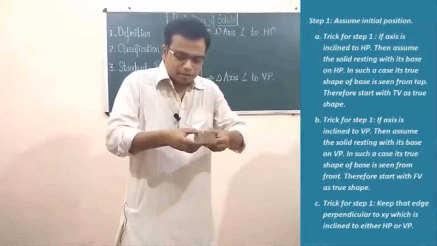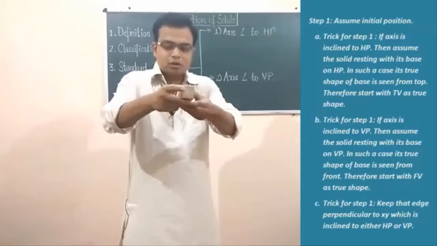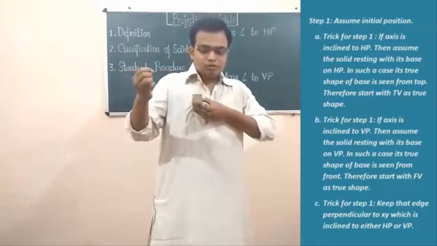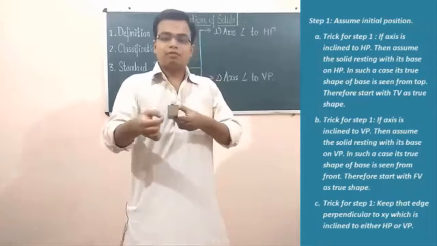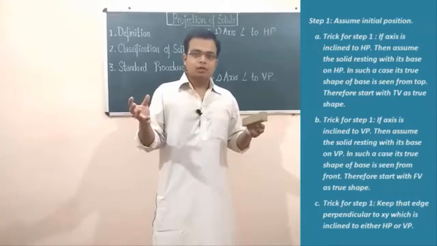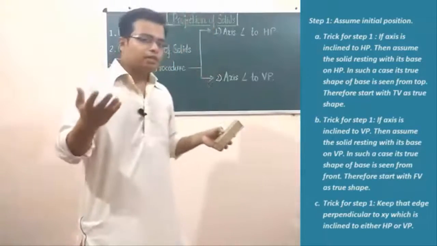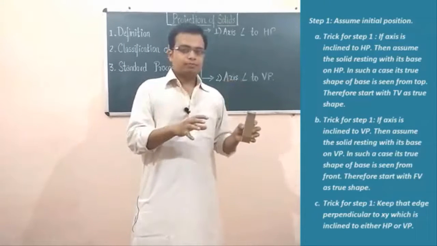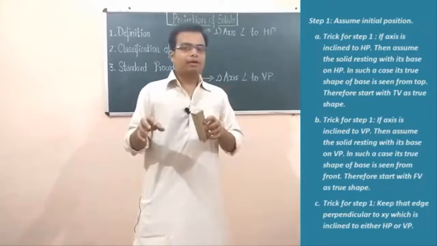Secondly, if the axis is inclined to VP, this is the axis from here till here, then what we're going to do is assume this entire solid is resting with its base on the vertical plane, and then again we have to think from where we can see the true shape of this base. Obviously the true shape of this base can be seen from the front, and therefore we have to begin by making the front view first. So that's exactly how you need to approach. And let's say in step number 3 we have to go for edge inclination.